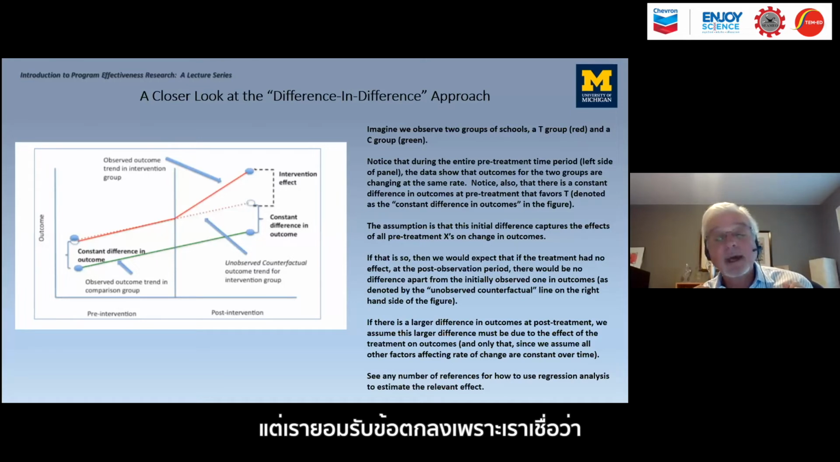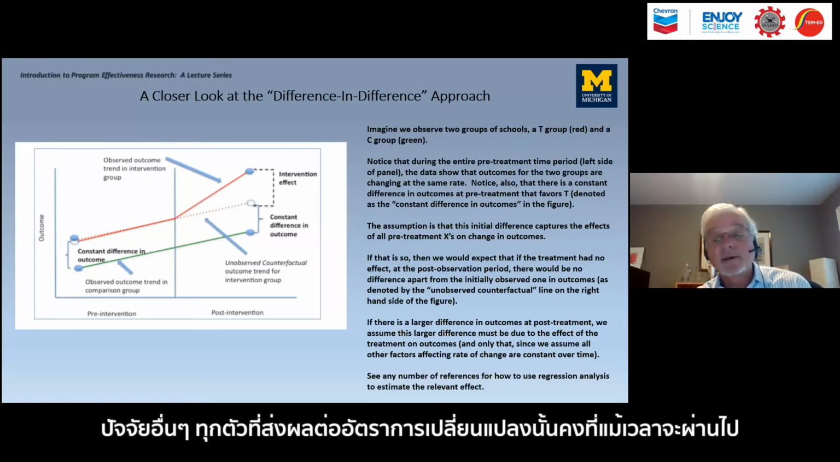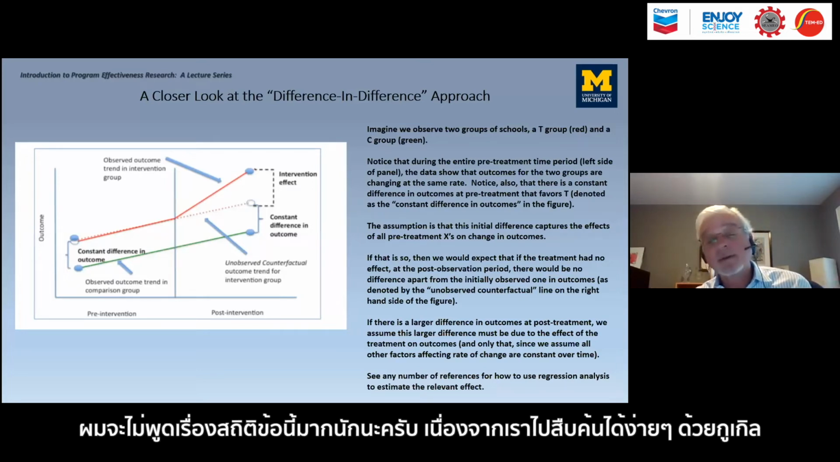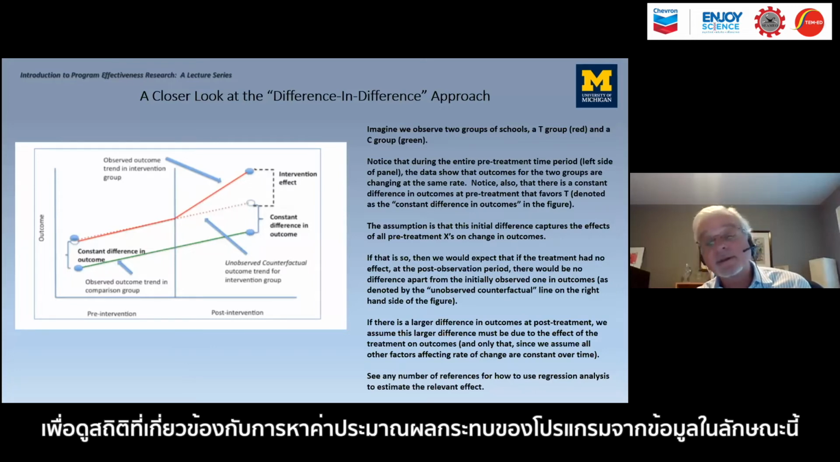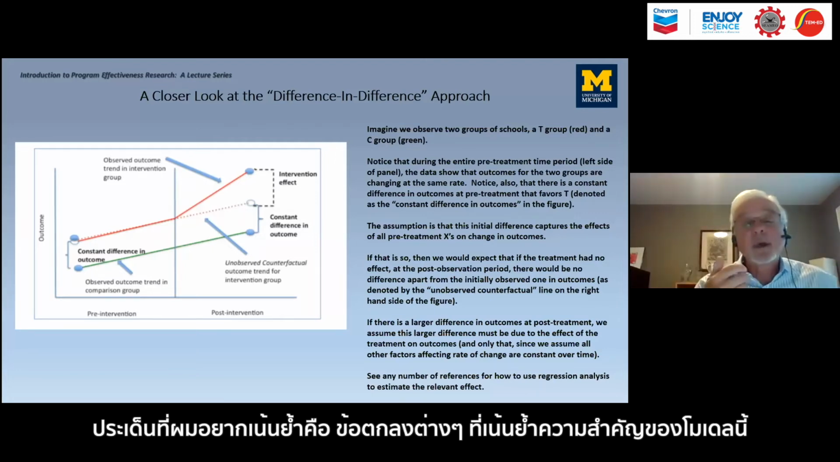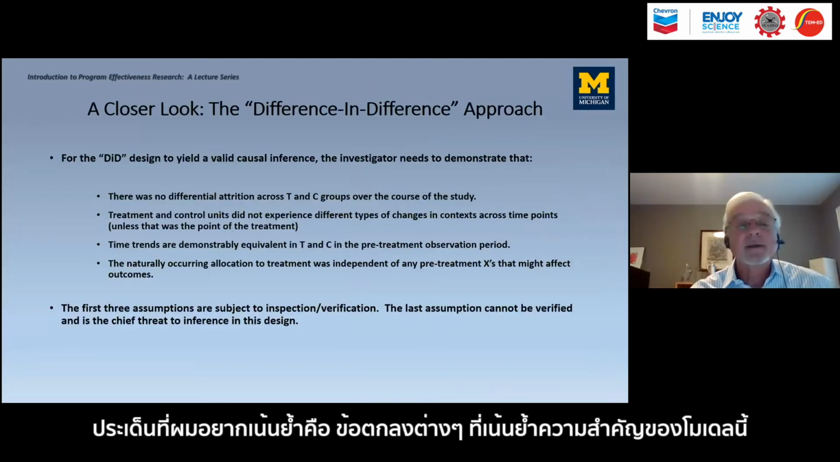But we do it by assumption because we're assuming that all other factors affecting rate of change are constant over time. Now, I won't get into the statistics of this. It's easy enough to Google to figure out the statistics involved in making the estimate of the intervention effect from data like this. The point I am emphasizing are the assumptions that underlie the model.